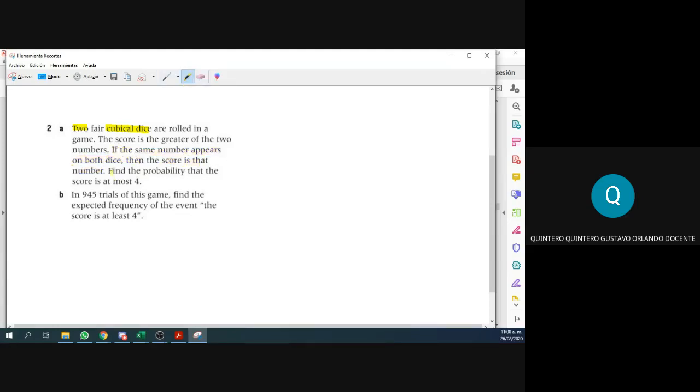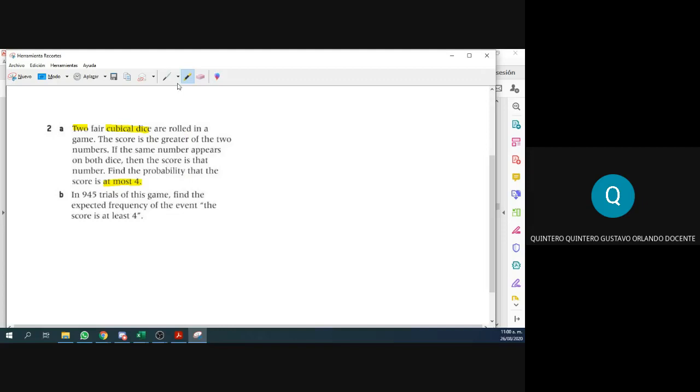All right, let's continue. Find the probability that the score is at most 4. At most, all right, let's discuss this for a second. At most makes a reference to having 1, 2, 3, or maximum 4. That is the idea here. At most means the score cannot be bigger than 4.